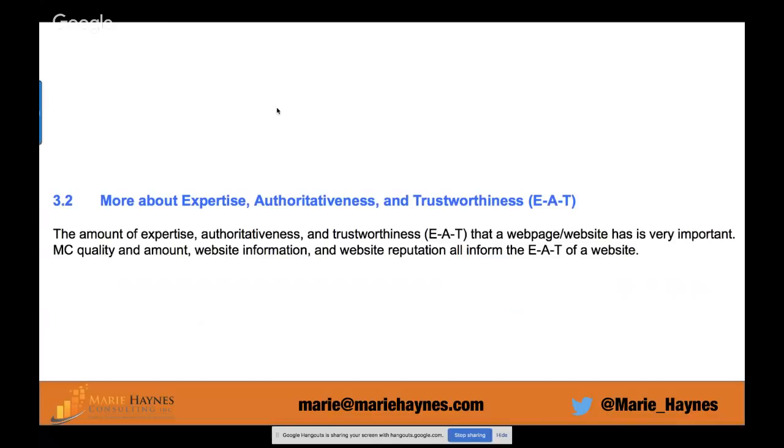So this is from the Quality Raters guidelines, and they tell us that the amount of EAT that a site has is very important. They say that EAT is made up of the main content quality and amount of content, website information, website reputation, which we'll talk about in a minute. They all make up the EAT of a website.